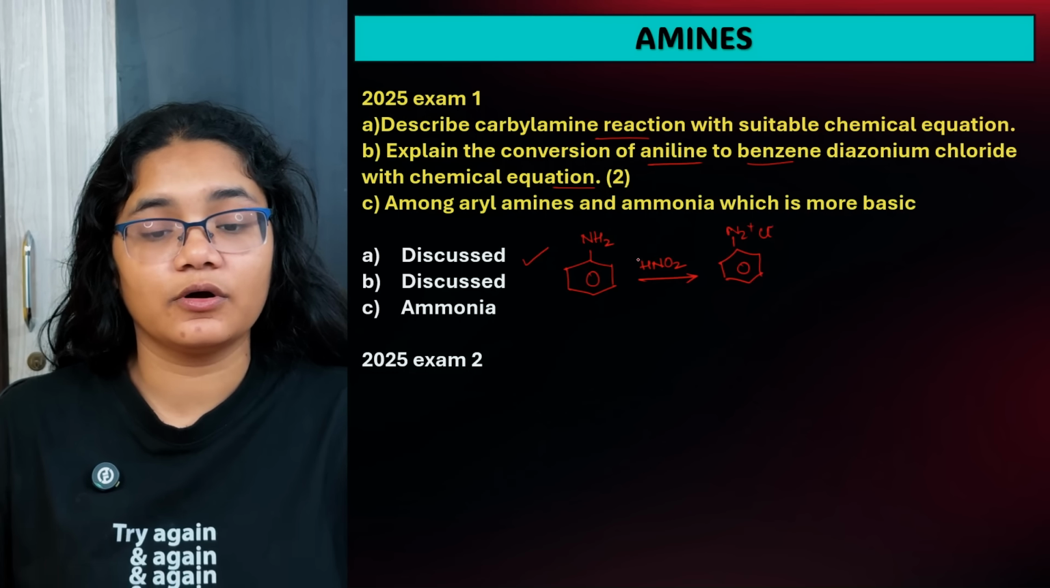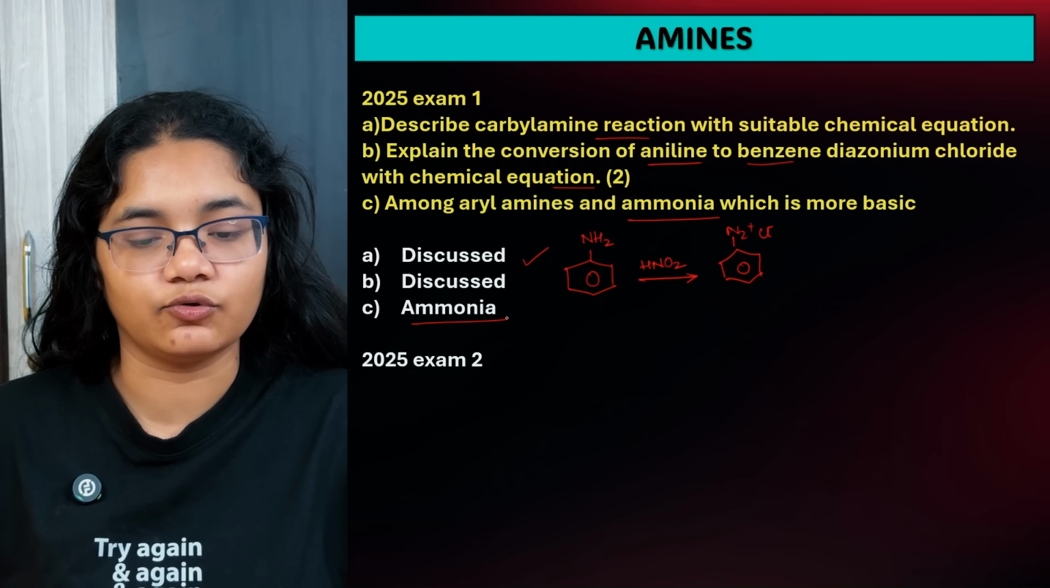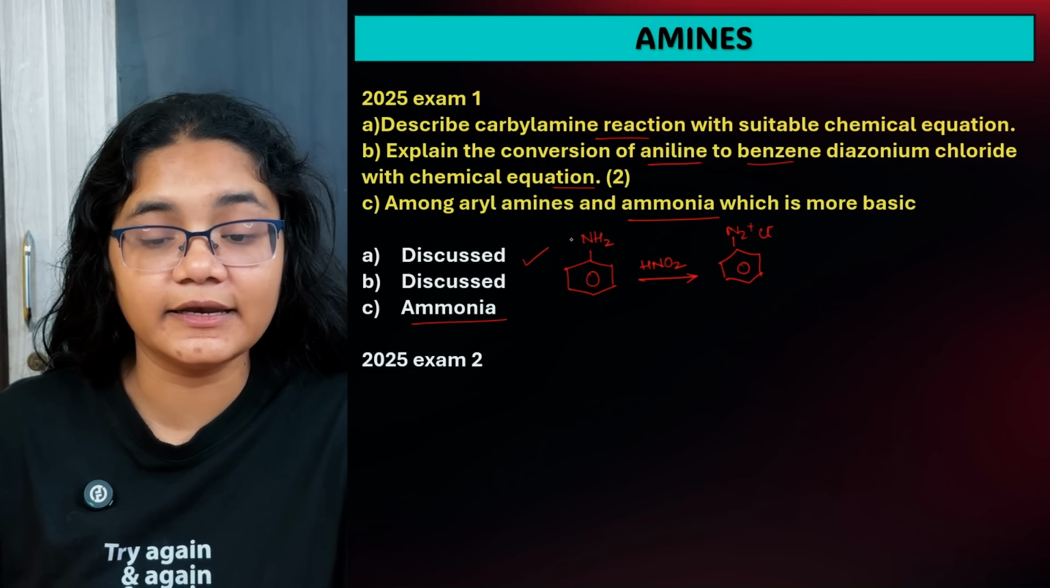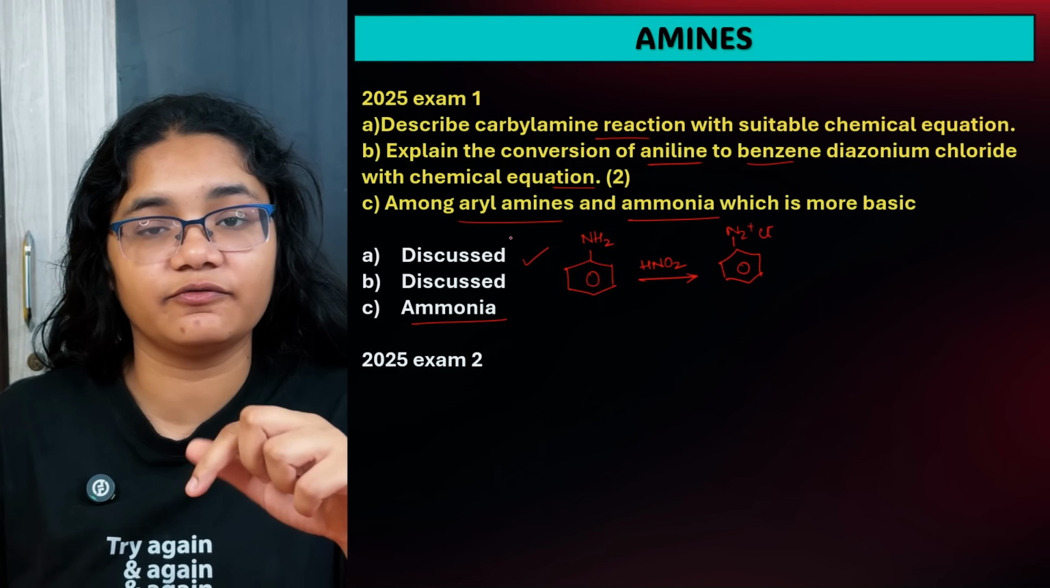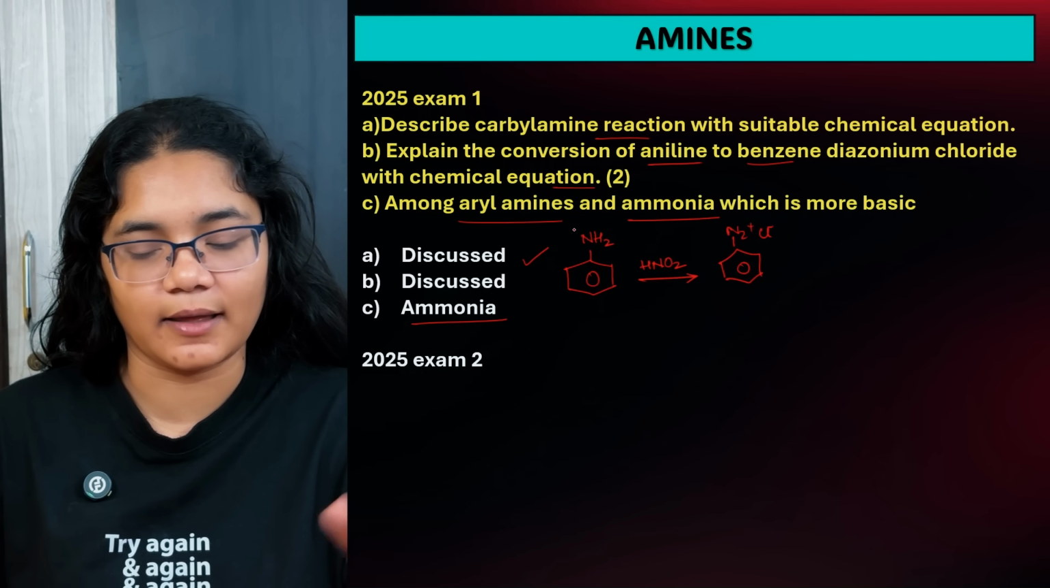Next question is, among aryl amines and ammonia, which is more basic? So obviously ammonia is more basic. Why? Because in case of aryl amines, the lone pair of electrons is delocalized, involved in resonance. Okay, whereas in ammonia it is not happening.